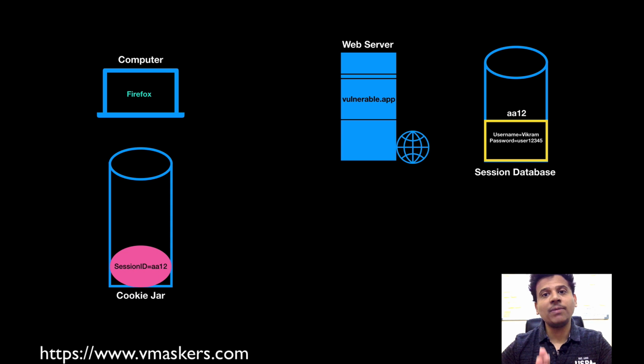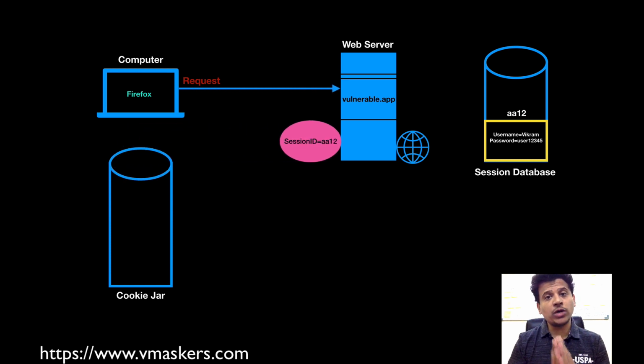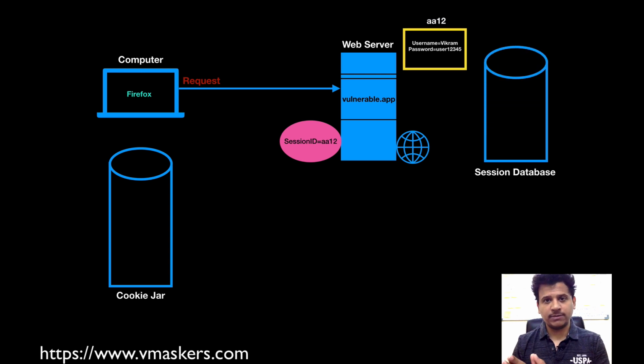Now let's see what happens with the further request. So you again want to visit vulnerable.app, and as we saw earlier, your web browser sends a cookie with the request to vulnerable.app. After receiving the cookie, the web server matches the cookie session ID with its session database. So as we can see, the session ID in the cookie is AA12, as well as in the session database there is a session ID AA12. So the server will use that session ID for any further processing.